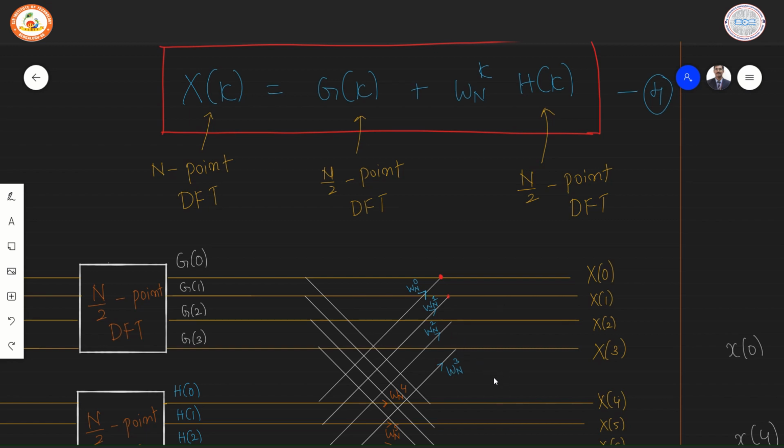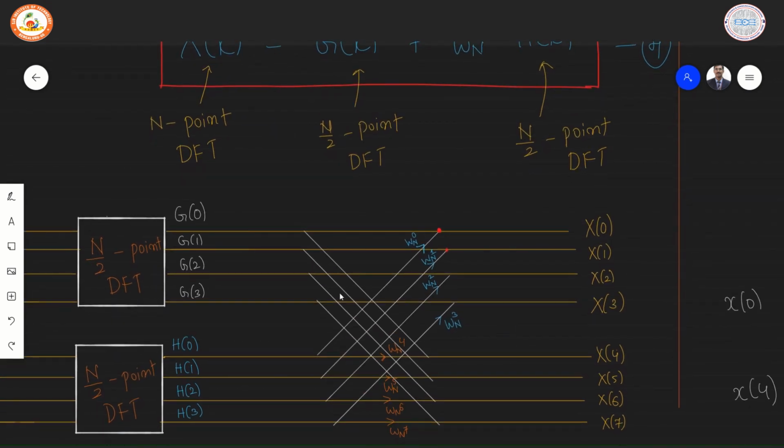Coming to X of 4, we are going to exploit the periodicity of the DFT. We have outputs which are G0, G1, G2 and G3. G3 is the last number. So when you substitute the value of 4 in the equation, it becomes G of 4 and H of 4. G of 4 is nothing but G of 0 and H of 4 is nothing but H of 0. Therefore, once again we can combine G of 0 with H of 0 scaled by Wn to the power of 4, and the result is X of 4. And similarly, the rest of the values are also expressed.